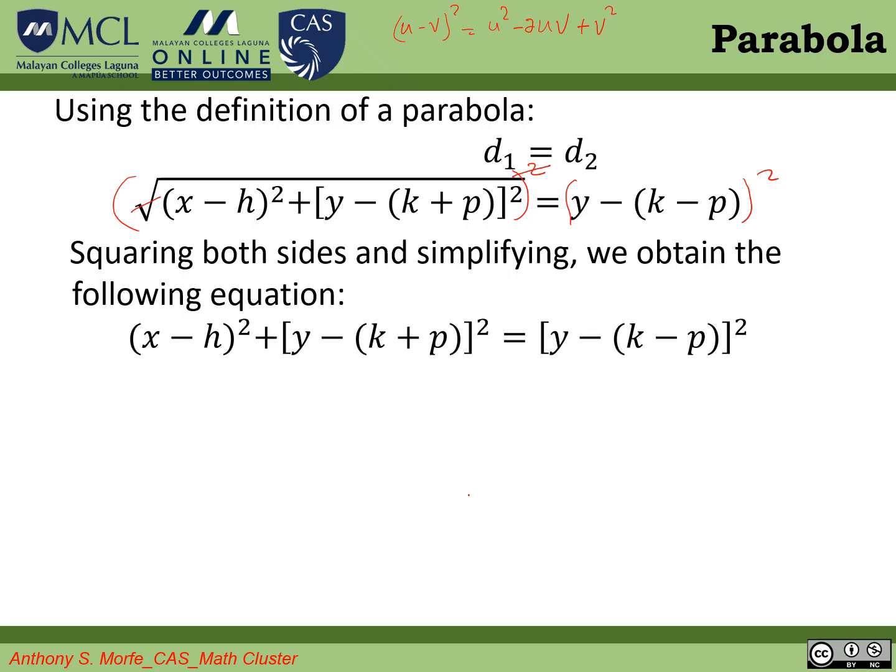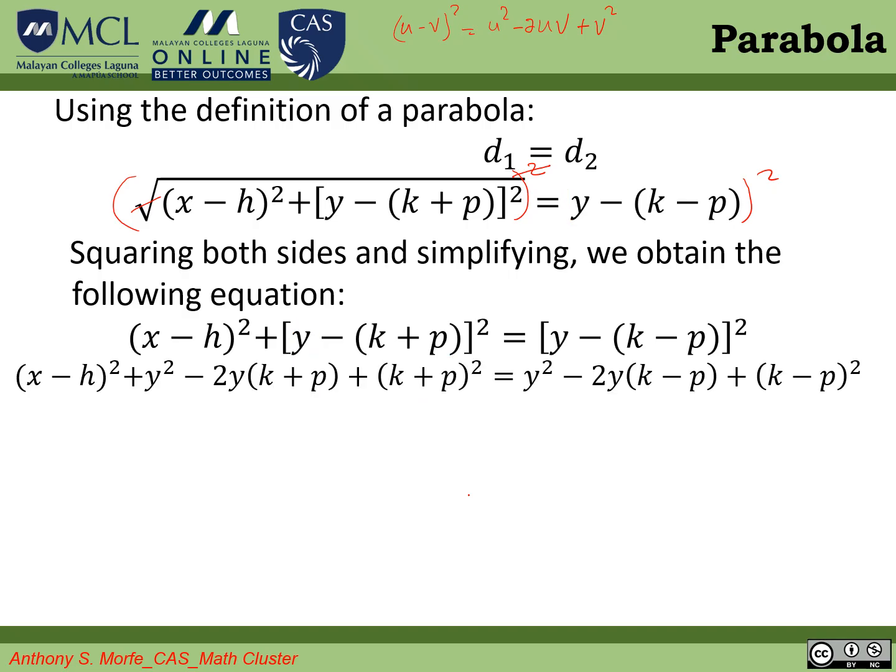So for this part, there's no problem. The other part, actually, is also not a problem. You can just treat this as u, and this is your v. So this is still in the form of u minus v. Alright? So same process, you just expand. Okay, so when you expand, we get this.